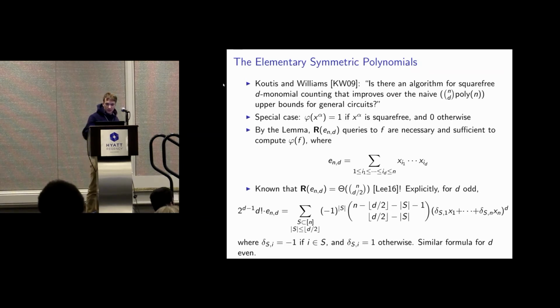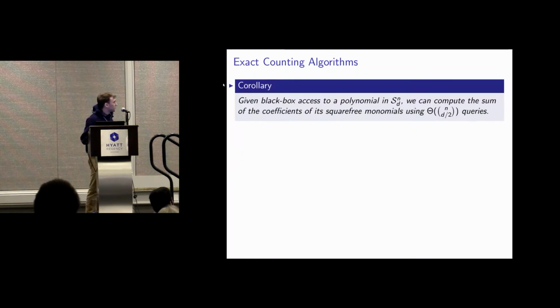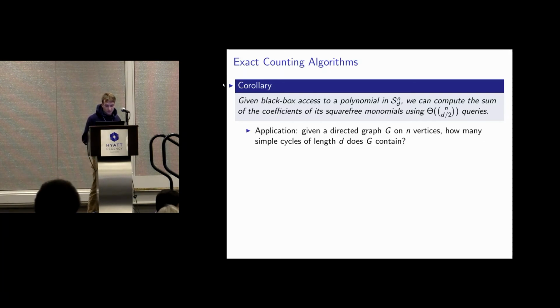So you'll see here in this original question of Curtis and Williams, you wanted to do something in time better than n choose d poly n. And here I've shown that the Waring rank of this is theta of n choose d over 2. And it follows from the lemma and this upper bound on the rank of this polynomial that given black box access to a homogeneous degree d polynomial in n variables, you can compute this quantity, the sum of the coefficients of the square-free monomials, using about n choose d over 2 queries. And this is optimal in the black box setting.